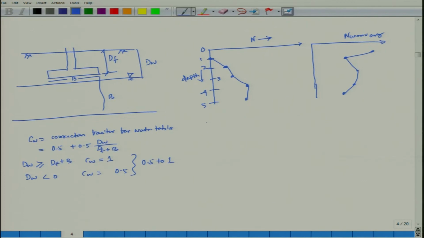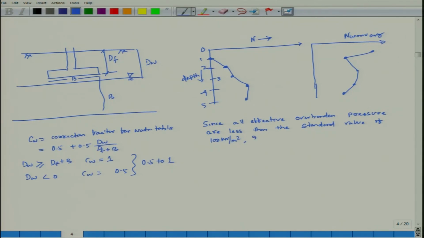Since I am just writing out, you can note it down. Since all effective overburden pressures are less than the standard value of 100 kilonewton per meter square, then this is the benchmark for the BS code.